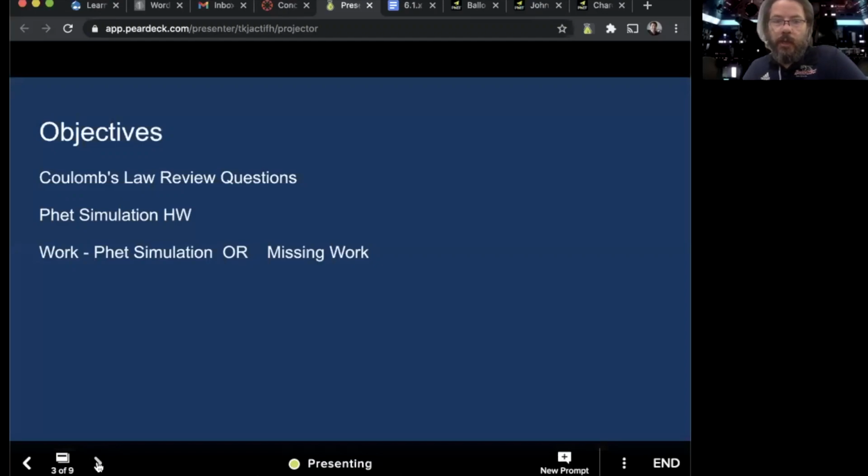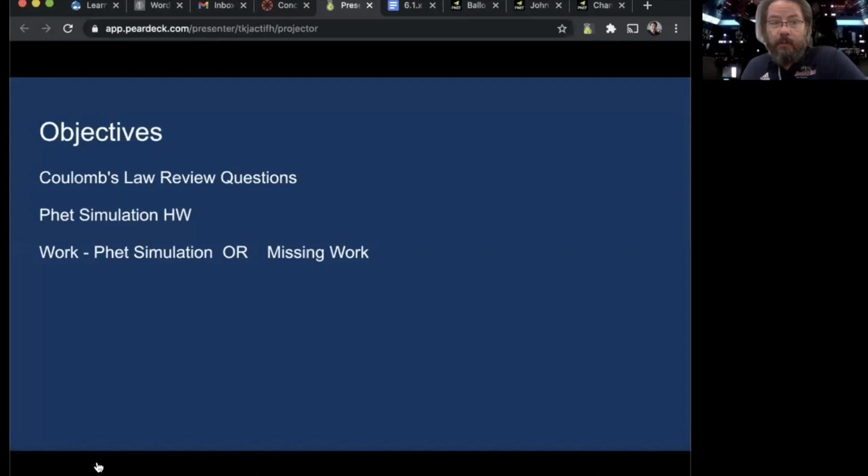So our objective for today, we're going to talk about Coulomb's law and basically do some more problems like you just did. Then we're going to give you some time to look at the PhET simulations, just clarify some of the directions, and then basically give you work time and time to ask me questions.